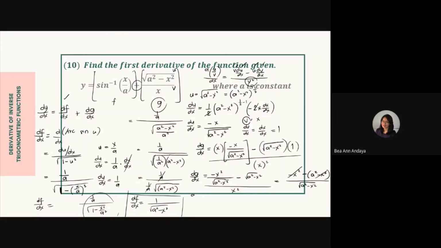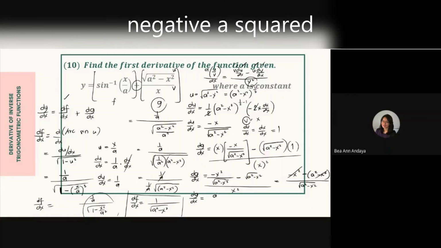So, lagyan na natin dito dg all over dx. That is equal to the negative a squared divided by, lagay ko na rin itong nasa baba, x squared. What else? We have the denominator as the square root of a squared minus x squared. Okay, so i-take a look at our solution and sana hindi kayo nalilito doon sa sequence natin.